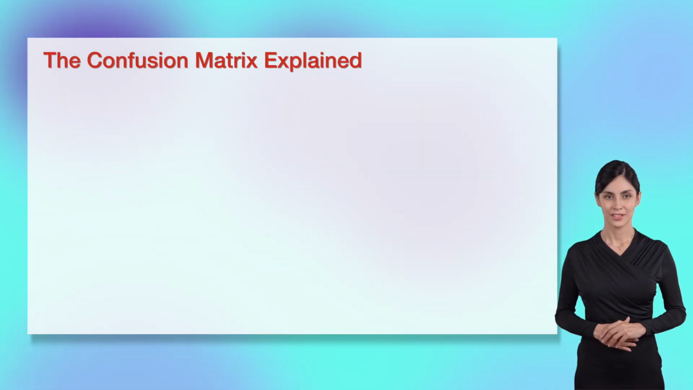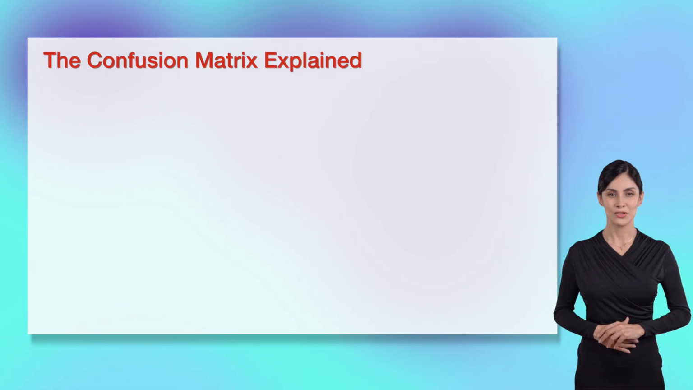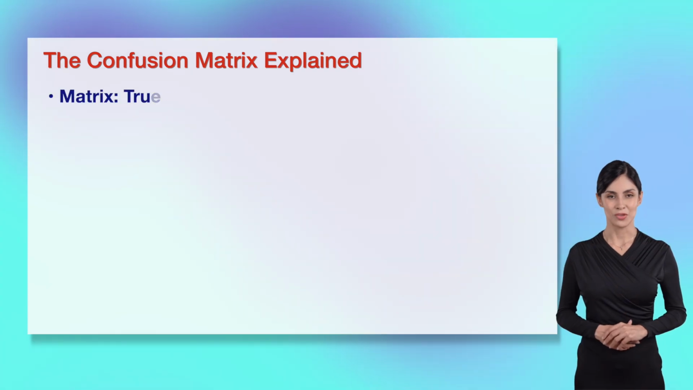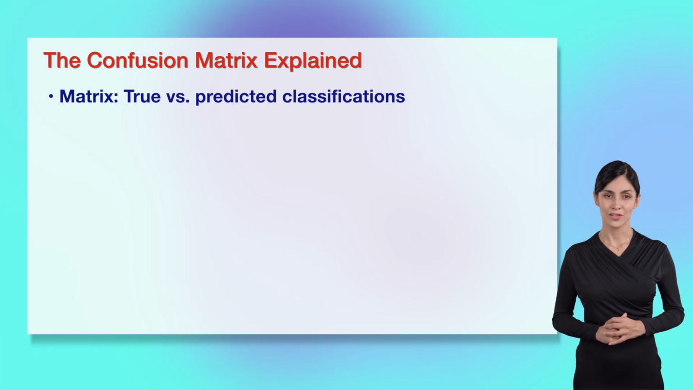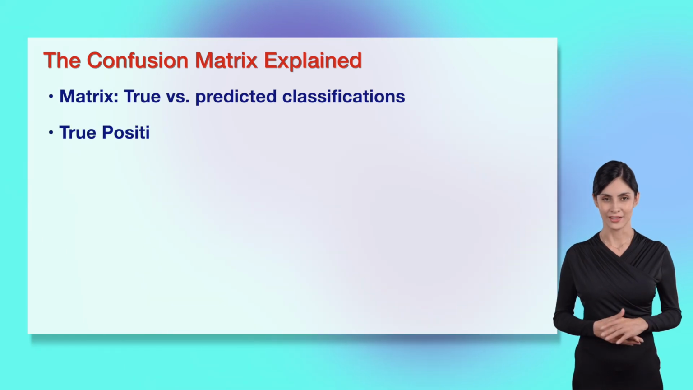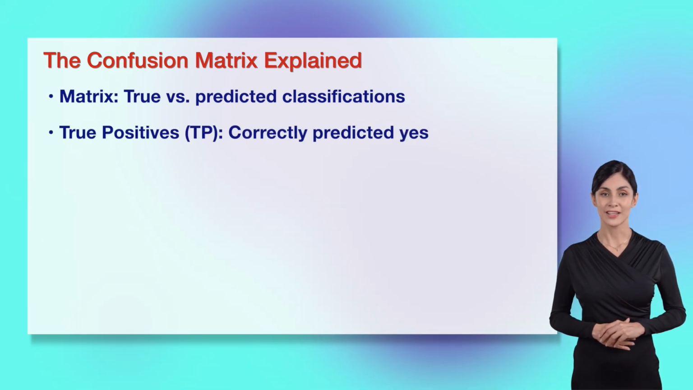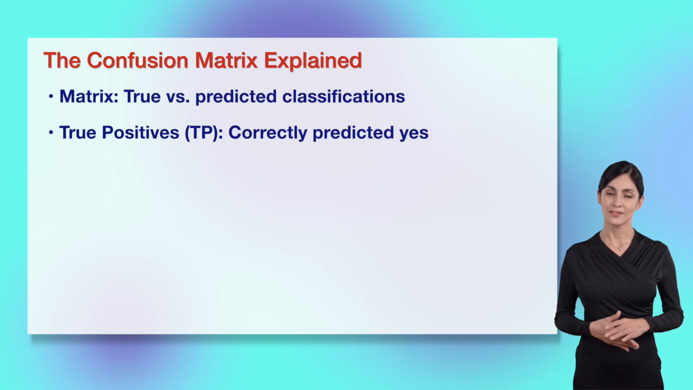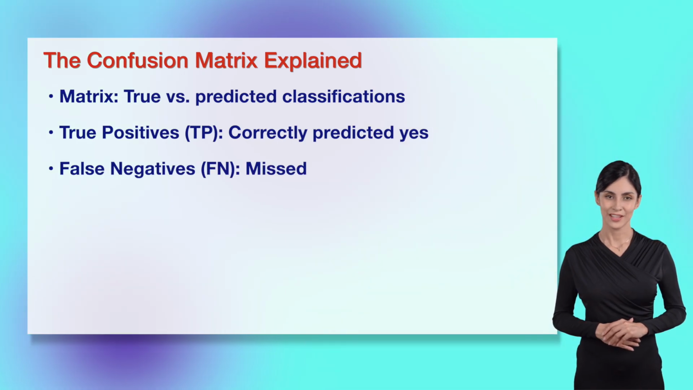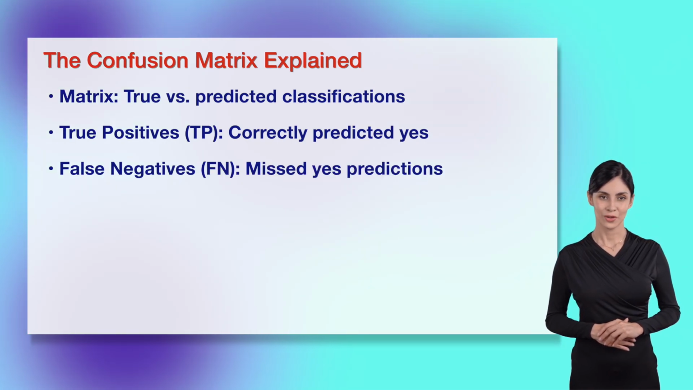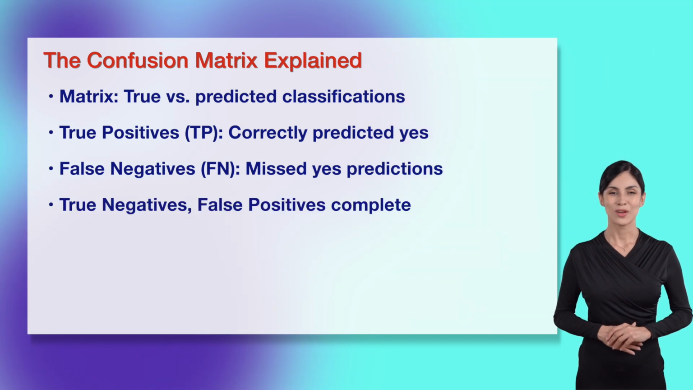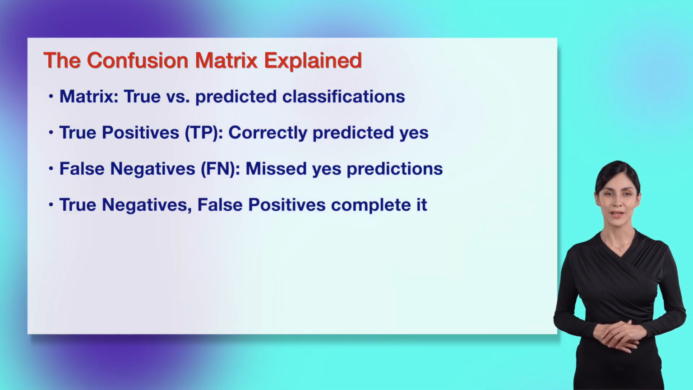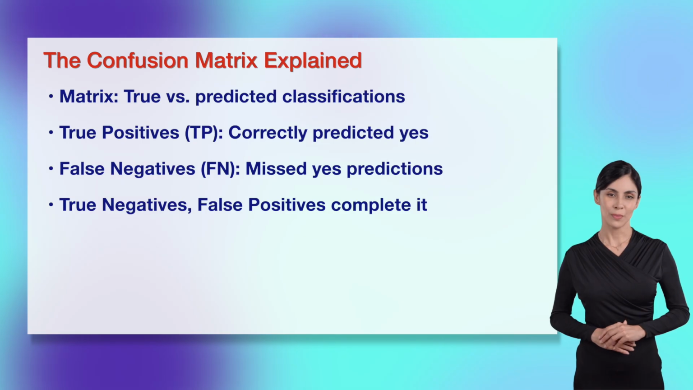The confusion matrix is a powerful tool, and I'm so thrilled to share how it works. It's a matrix that compares true versus predicted classifications, showing where our model succeeds or fails. True positives, or TP, are the correctly predicted yes cases, like correctly identifying spam emails. False negatives, or FN, are the missed yes predictions, where we failed to catch a spam email, for example. True negatives and false positives complete the matrix, covering all outcomes of our predictions.